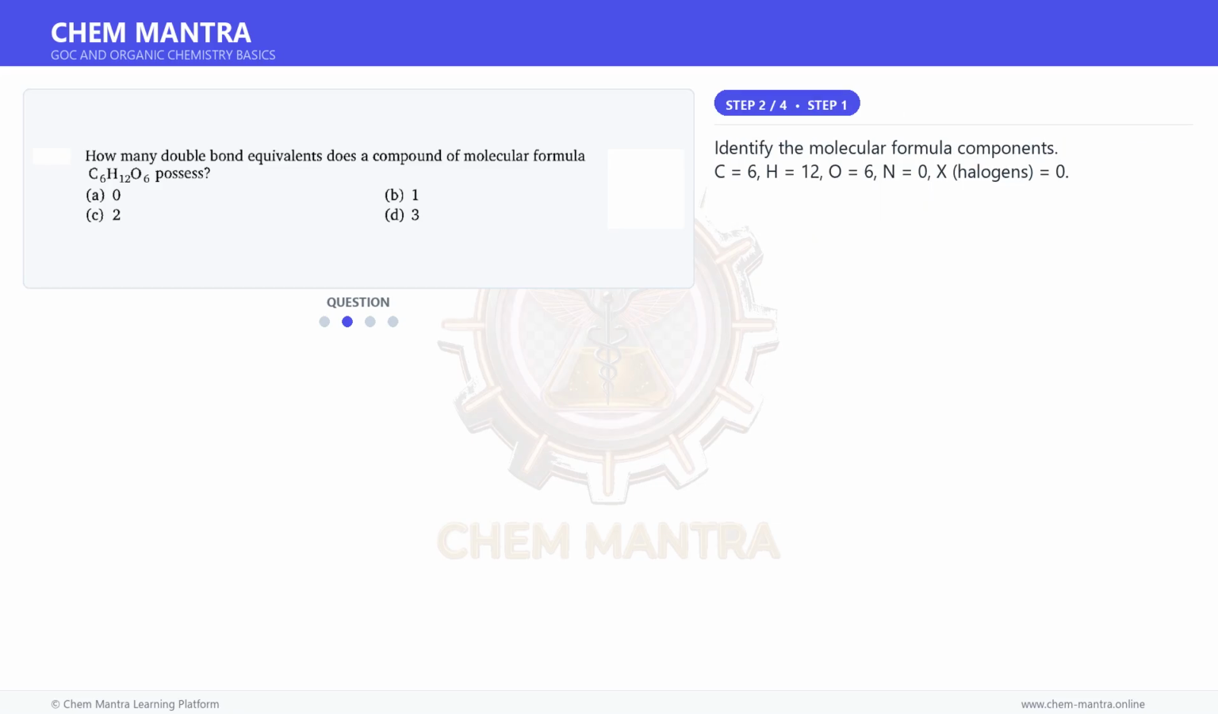Moving on to the next step. Identify the molecular formula components. C is equal to 6, H is equal to 12, O is equal to 6, N is equal to 0, X, halogens, is equal to 0. Moving on to the next step. Apply the DBE formula, oxygen is ignored.